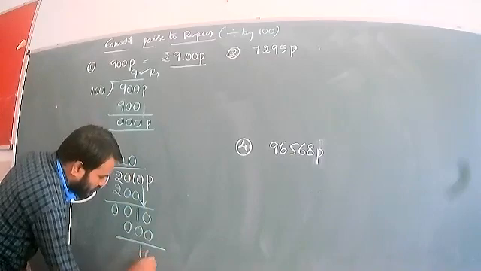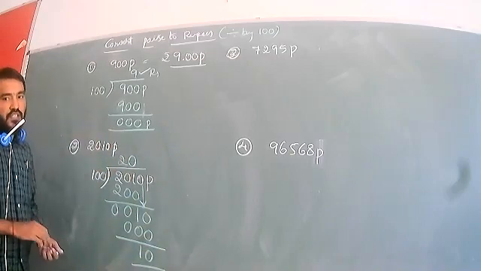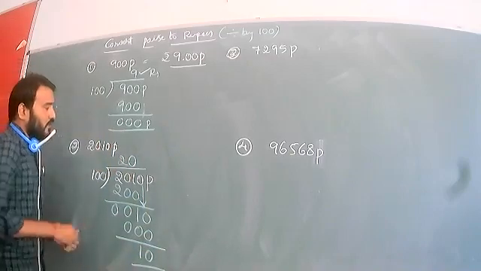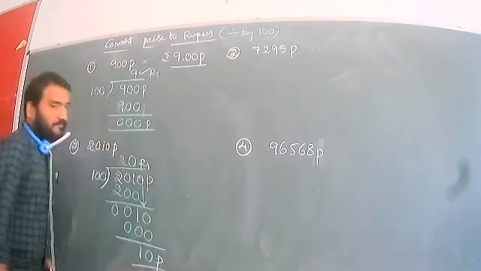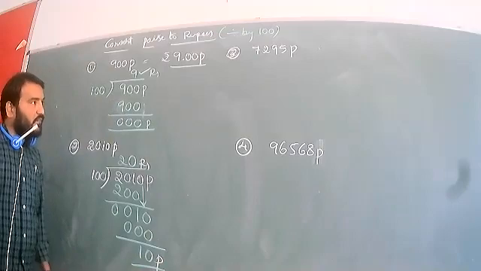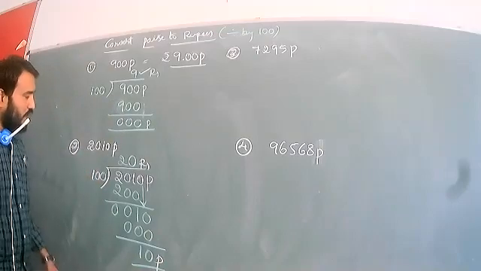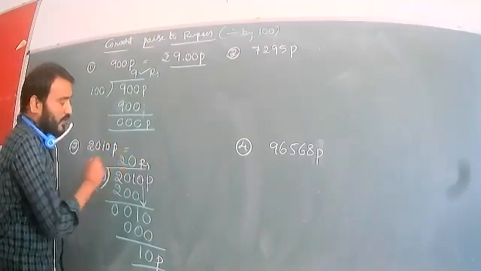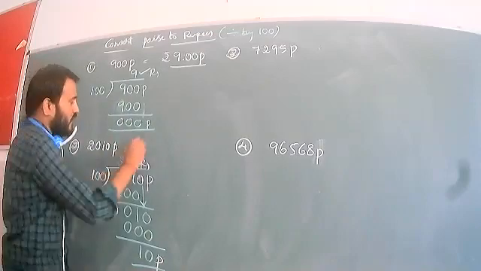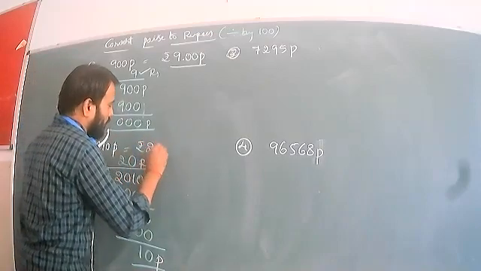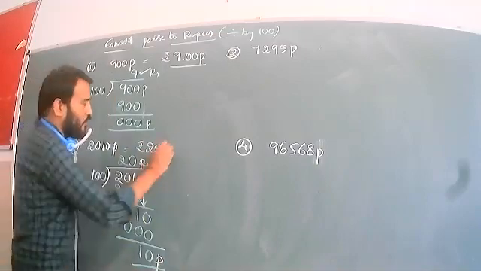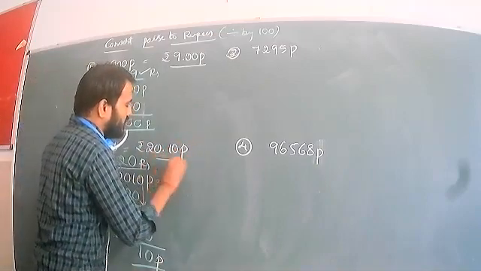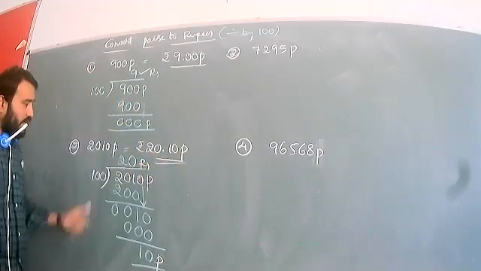So what do we get as the answer? 20 and 10. The quotient is rupees, and the remainder is called paisa. So 20 rupees, put the point, and express the paisa: point 10 paisa. This is the answer.